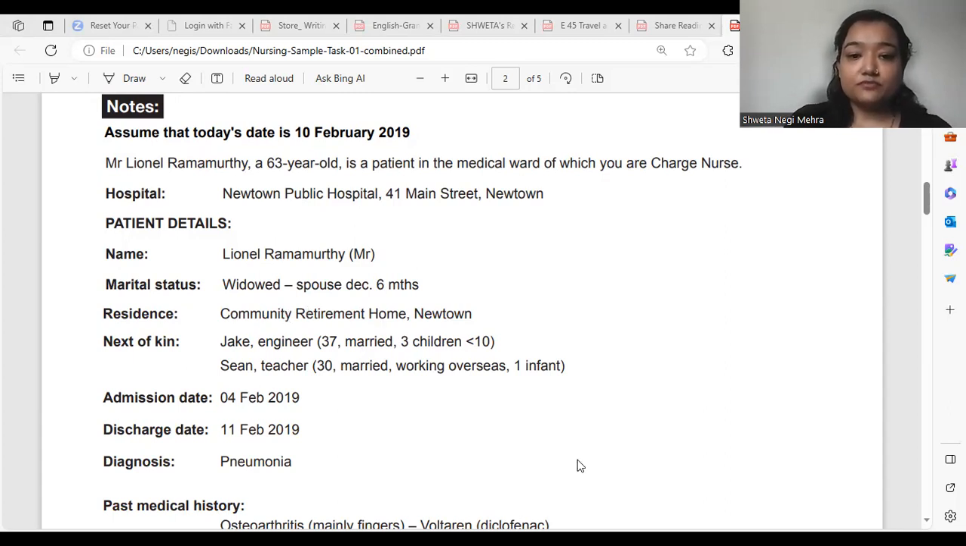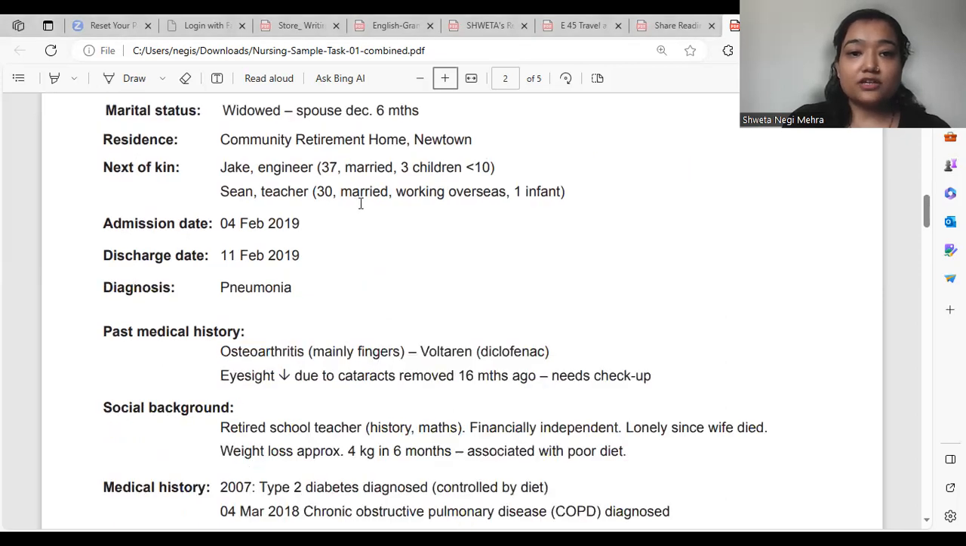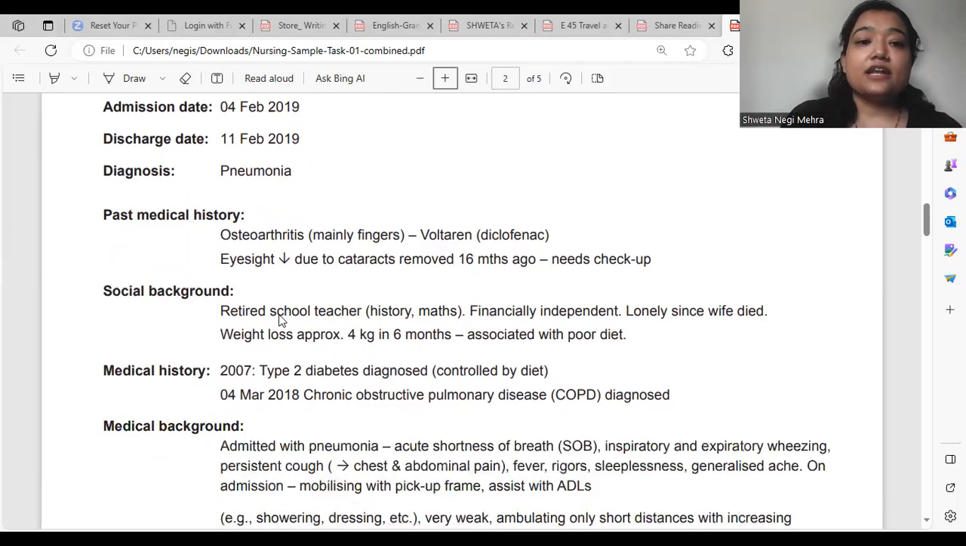Information has been given about his children. Now the admission date is given, when he was admitted, and the discharge date. Today's date is 10 February when you are writing the letter, and he is being discharged tomorrow, 11 Feb. The diagnosis is that he has pneumonia. Now past medical history: osteoarthritis, mainly in the fingers. Eyesight is weak due to cataracts removed 16 months ago, needs checkup.